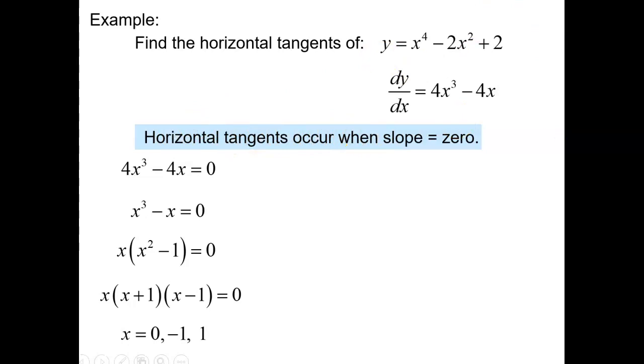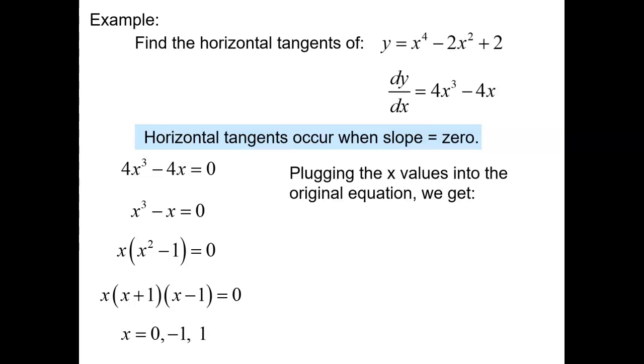tangent lines. But remember, the actual equation of a horizontal tangent line is the y value that occurs at each one of those points. So I would take those values of x and plug them into the original function back up here. When x equals 0, y equals 2. When x equals -1, y equals 1. And when x equals +1, y also equals 1. So my 3 tangent lines are y equals 2, y equals 1, and y equals 1.